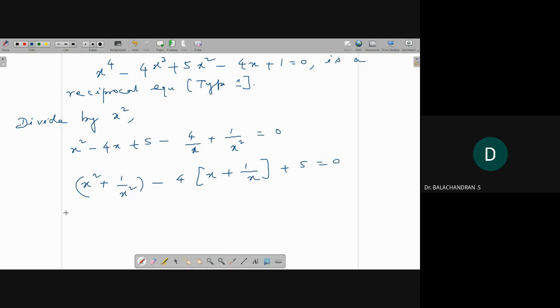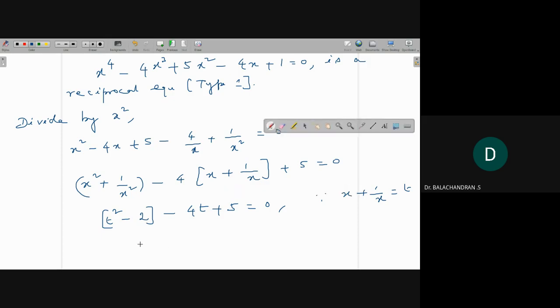So I will write directly, this is what? t square minus 2 minus 4t plus 5 equal to 0. Since we know that x plus 1 by x is equal to t, from this we have x square plus 1 by x square is t square minus 2. So you have the quadratic equation t square minus 4t plus 3 equal to 0.